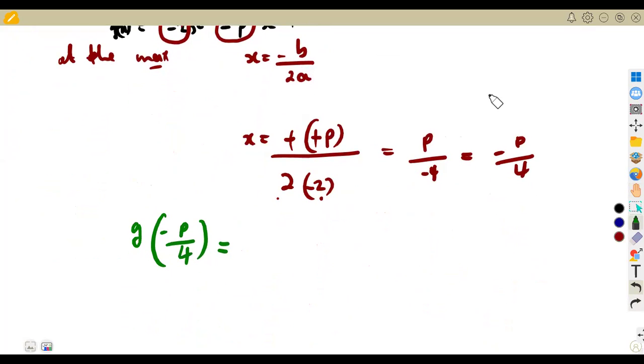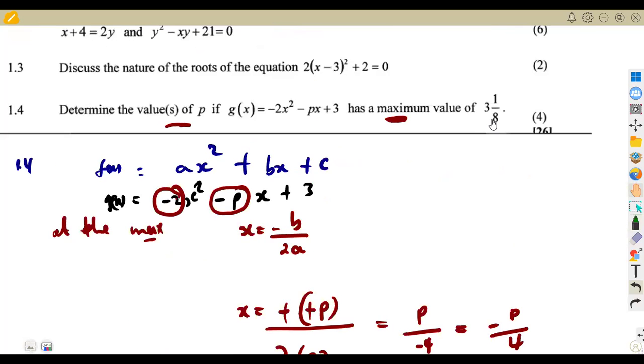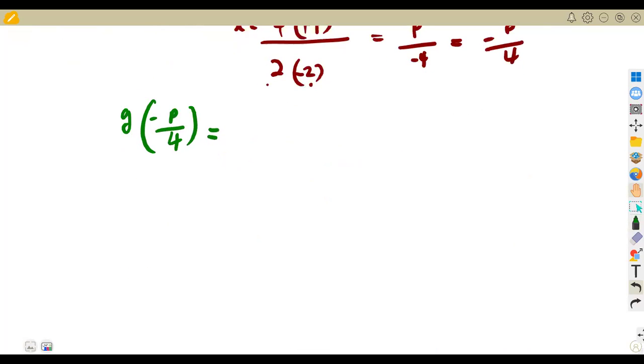25 over 8 from that 3 and 1 over 8. All right, so this will be from the values of what? Of y. This is 3 and 1 over 8. Take note, so it's going to be 25 over 8, this one. Multiply 8 times 3, 24 plus 1, which is 25. So that's 25 over 8.